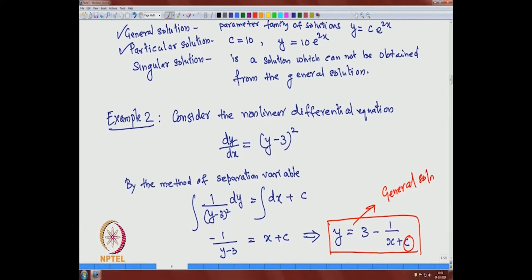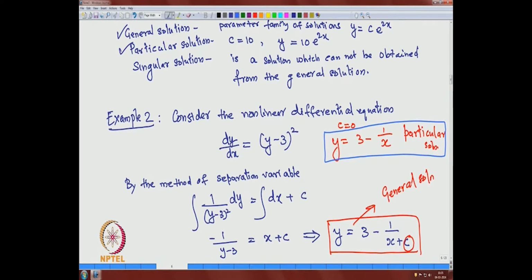So, this is a general solution, and if you give particular values to c, say for example y is equal to 3 minus 1 by x is a particular solution, where c is equal to 0. When c is equal to 0, you get a particular solution.